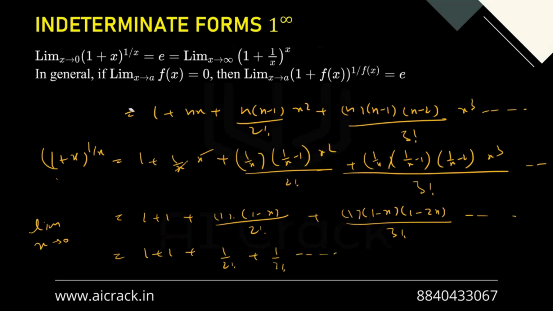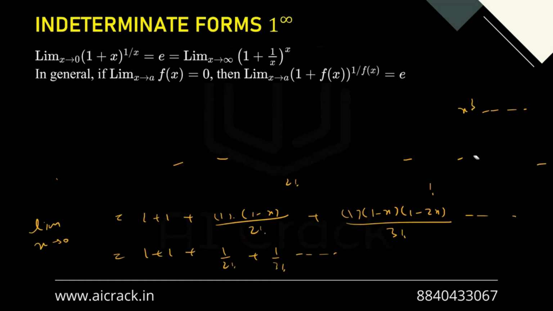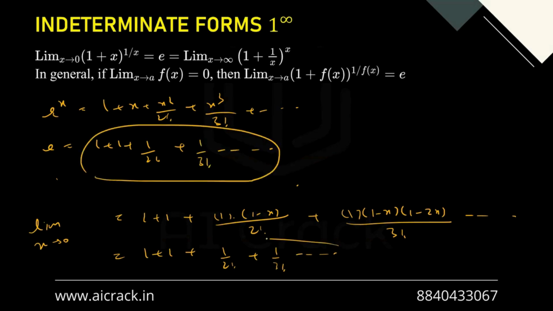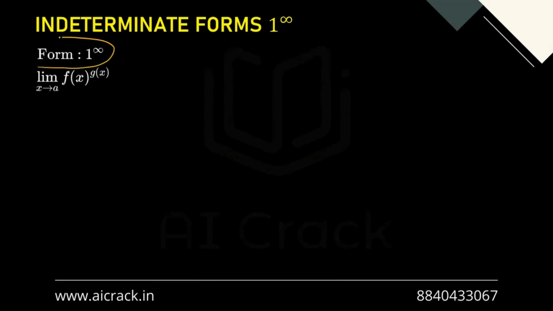Okay, now if you remember, e raised power x is nothing but 1 plus x plus x square by 2 factorial plus x cube by 3 factorial and so on. Now if I put x equals to 1 over here, we'll be getting e equals to 1 plus 1 plus 1 square by 2 factorial plus 1 cube by 3 factorial, right? And so on. If you see that this is exactly same as this one, so this limit comes out to be e only.